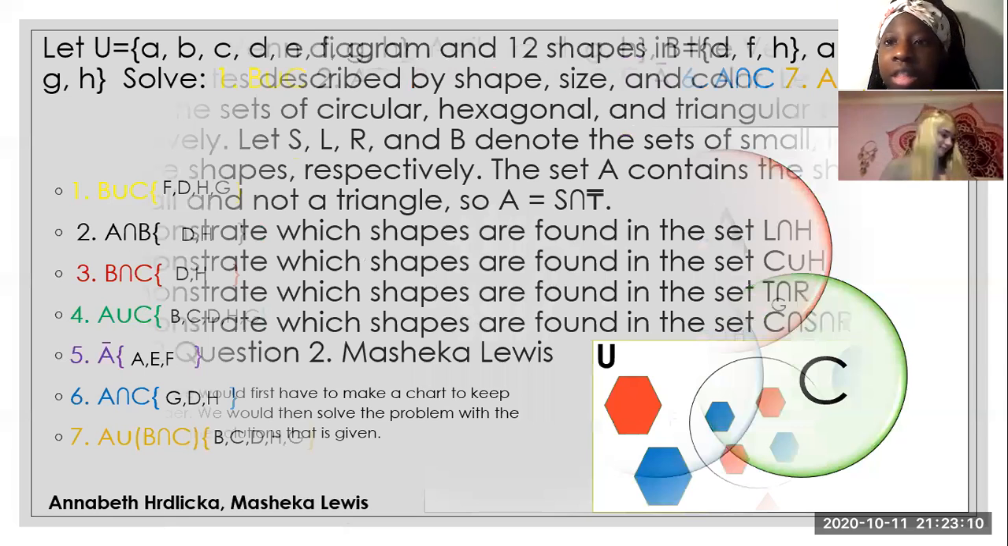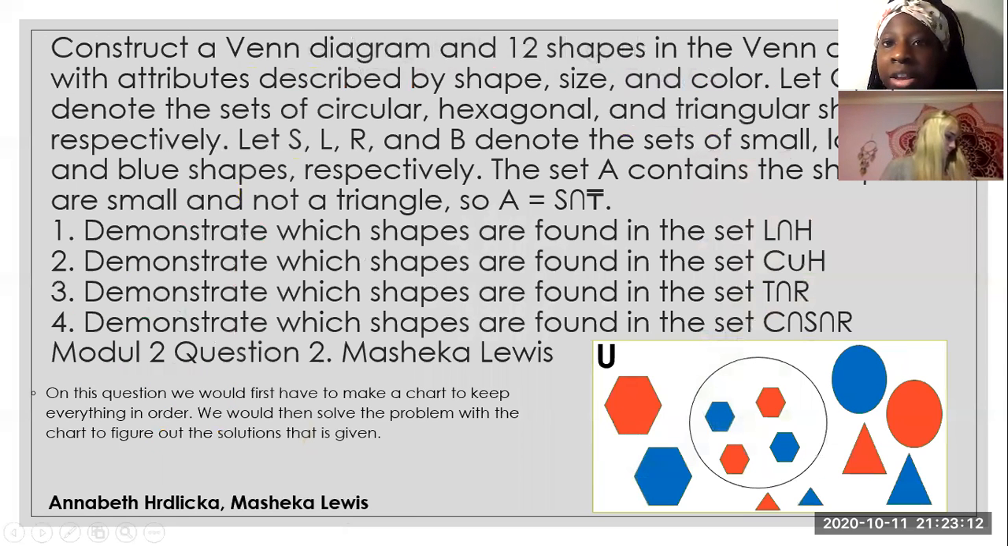Awesome. Now this one, they want us to construct a Venn diagram of 12 shapes and see what the letters C, H, T equal: circle, hexagonal, triangle, and S, L, R, B equal: small, large, red, and blue. And we have our symbols, and we had to see what we have to find in our diagram.